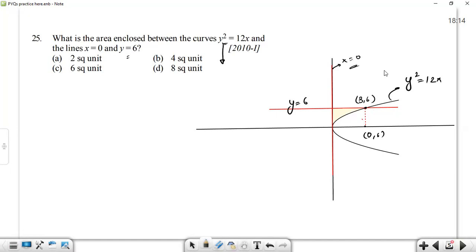Now first, this graph will not be given to you. So how will you find out? y square equals 12x. For any value of y, x will be positive. x will always be positive because it is y square by 12. For any value of y, you will get x always positive. So the parabola will face positive x, and it will cover all the values of y, negative as well as positive.